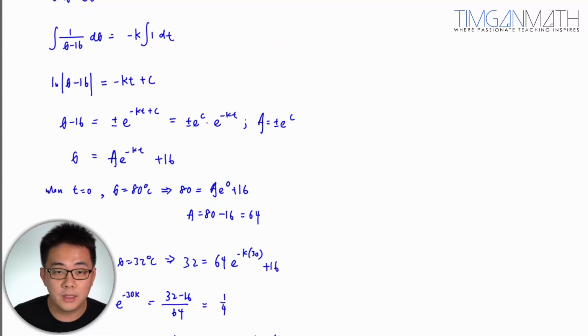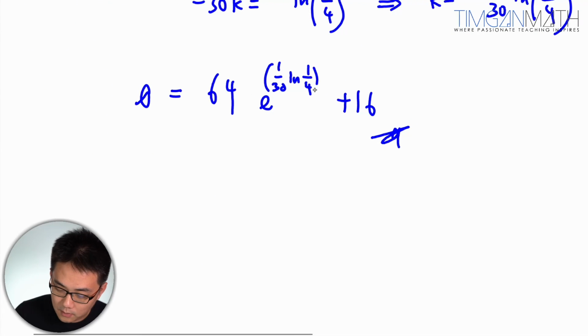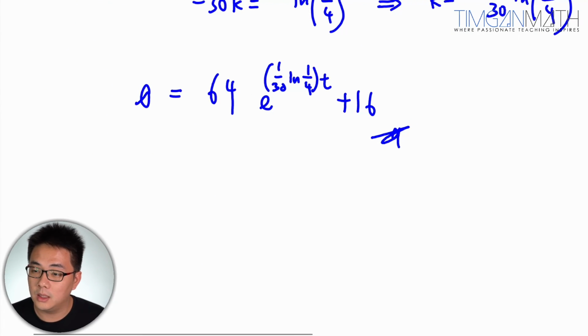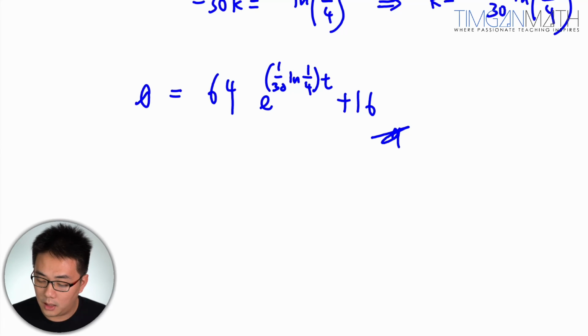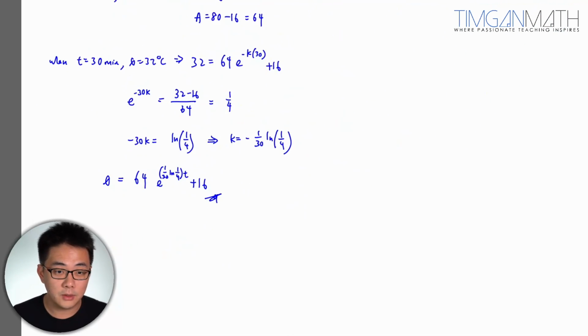Sorry, I made a mistake there, kt, so there's a t here. Okay, so there's a t here. Yeah, could you further simplify? Let me see. Yeah, this is okay. You can just leave it as such, exact.